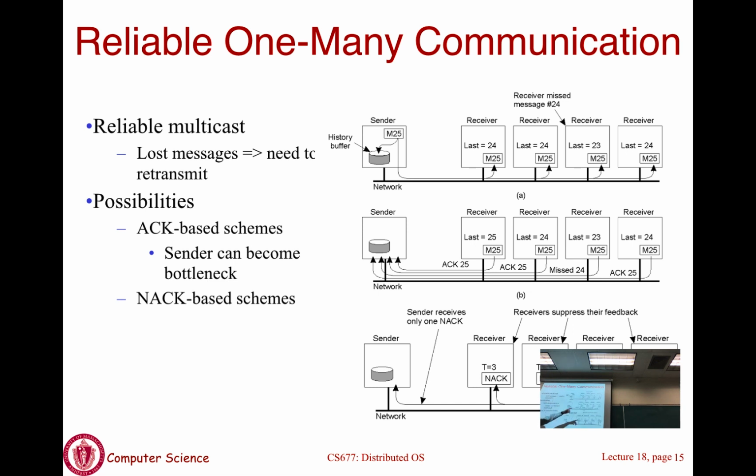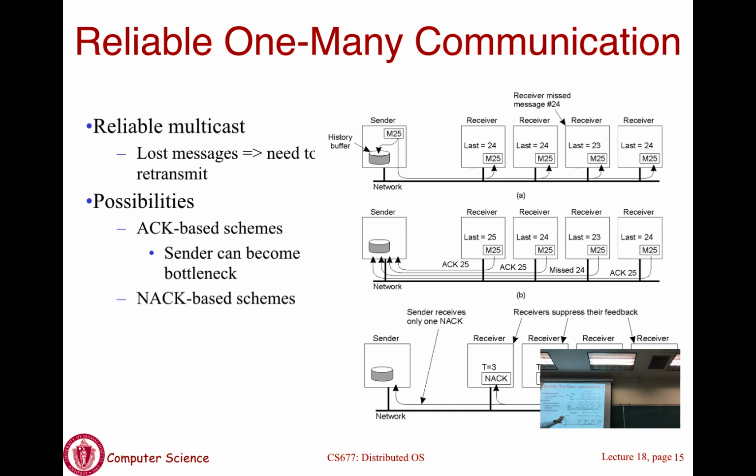So, it goes out to all of them, and you will see that there are 4, in this case not 4, rather 3 ACKs coming back, and there is a missing packet there. So, that is the regular acknowledgement based scheme.